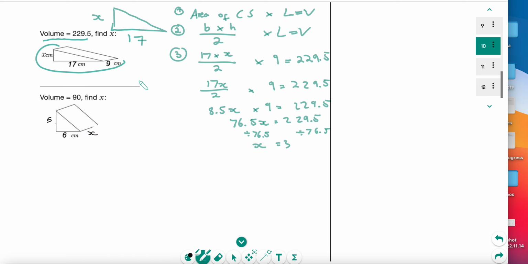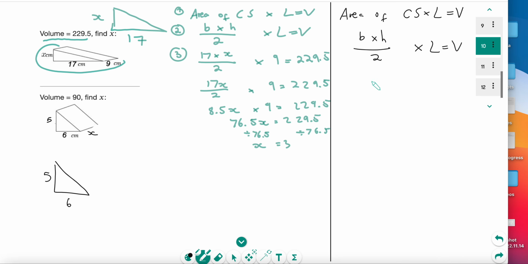So here, we'll do the next one. Same thing. I have a prism. I know its volume. So area of cross section times by the length is equal to its volume. Let's draw out the cross section, 5 and 6. Well, the cross section is a triangle. To find the area of a triangle, it's base times height divided by 2 times by the length is equal to the volume. The base is 6. The height is 5 divided by 2 times by the length is the volume.